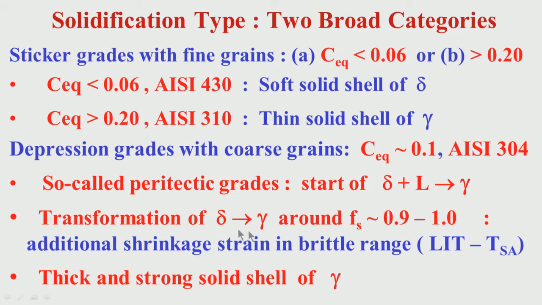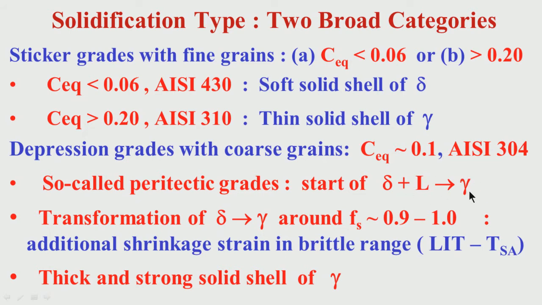So, there you have this depression grade, surface is rough, and you have coarse grains because of that. So, here what is happening? The solid shell is thick because microsegregation is relatively less, because this peritectic transformation is taking place towards the end of solidification. Initially there was delta, so the microsegregation was relatively less during early stage of solidification. Only towards the end this transformation is taking place.